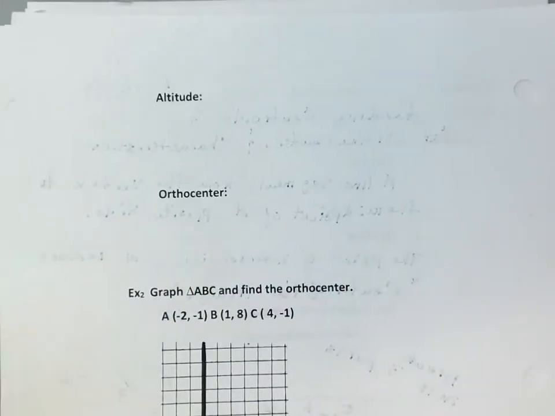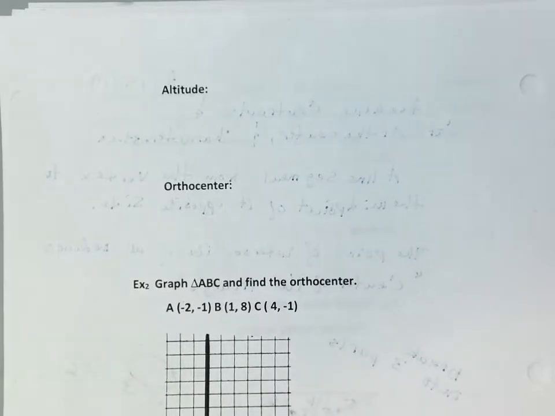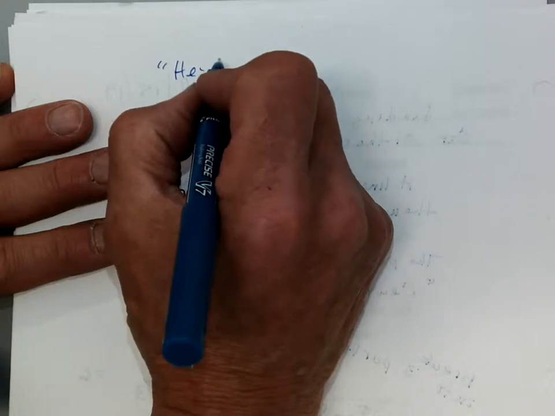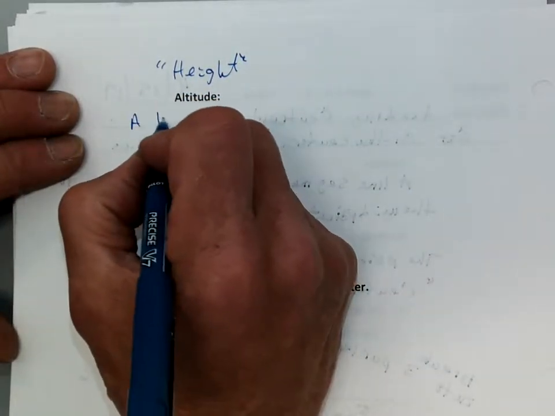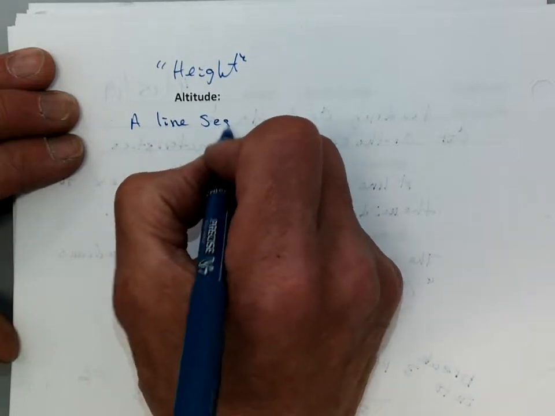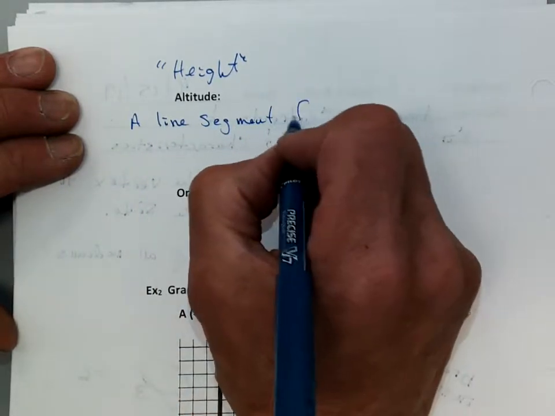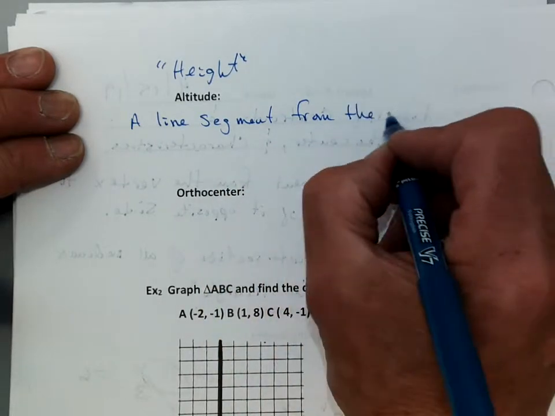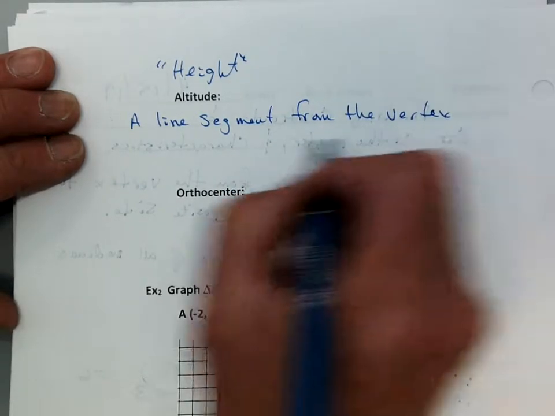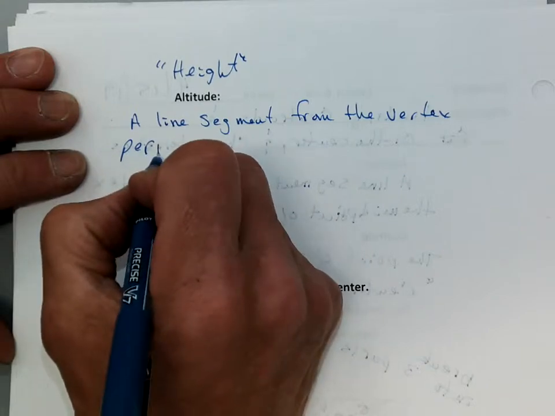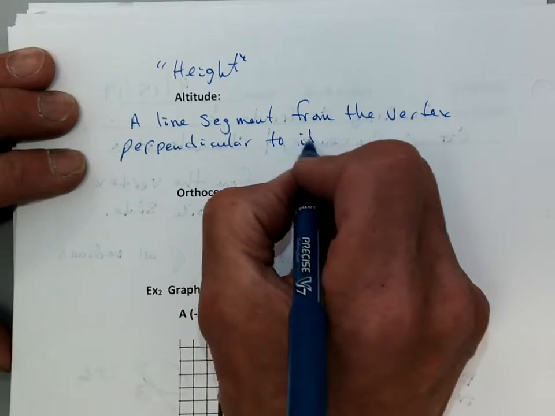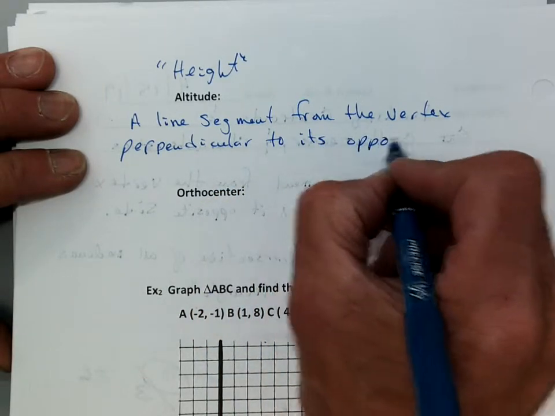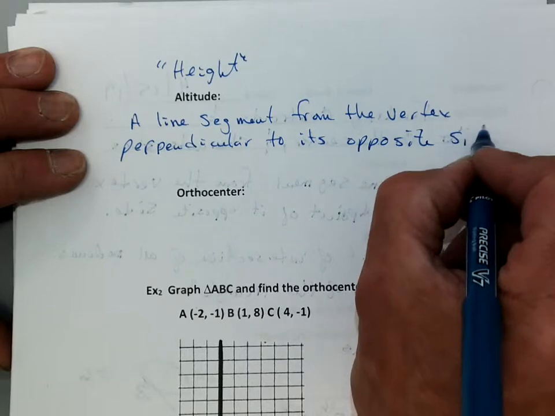All right. Altitude. Well, what do we know about an altitude? Well, okay. Max says it's the height, which is a very good definition. I like that definition. Let's say height. But more specifically, it's a line segment from the vertex perpendicular to its opposite side.